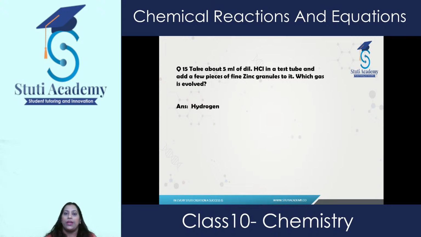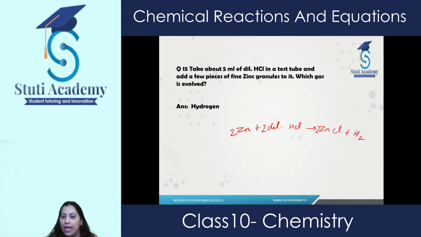Now, the next question is, take about 5 ml of dilute HCl. HCl is hydrochloric acid. Take it in a test tube, and add a few pieces of fine zinc granules to it. Which gas is evolved? First I write the equation: zinc granules plus dilute hydrochloric acid gives ZnCl plus H2. What type of reaction takes place? First I'll balance this.